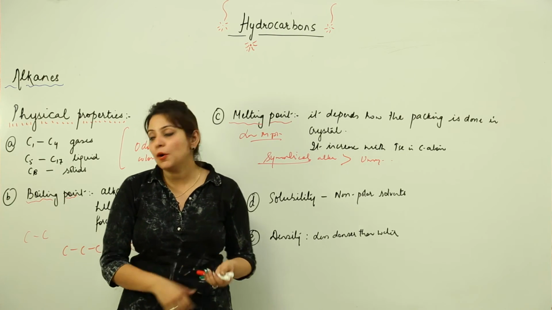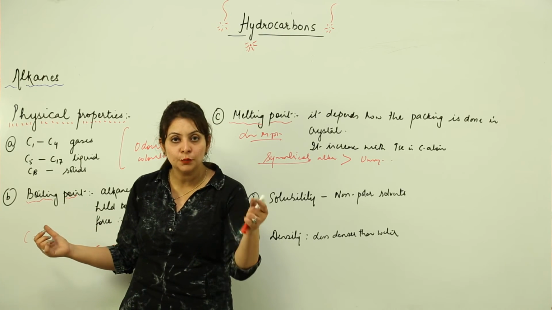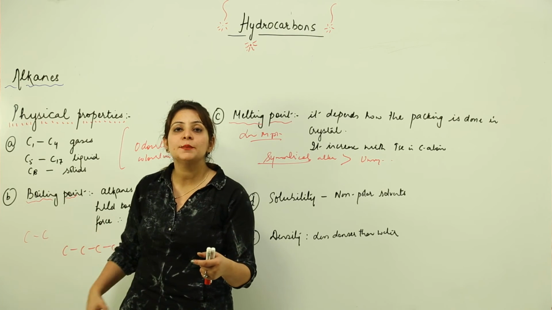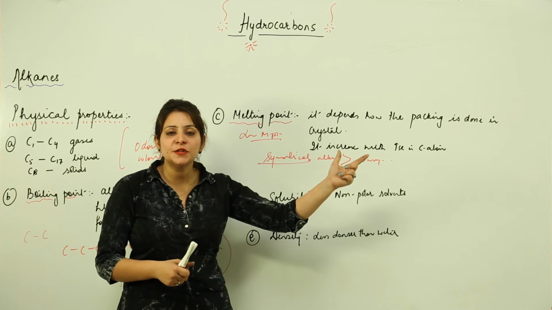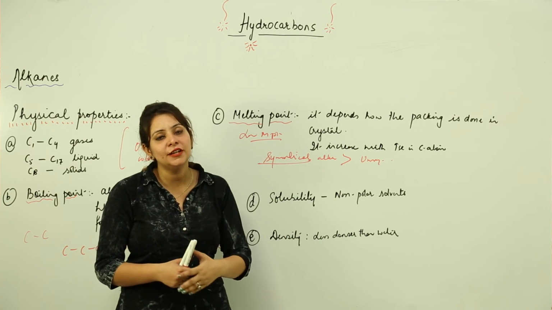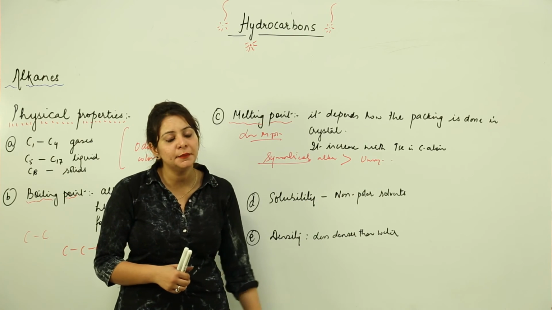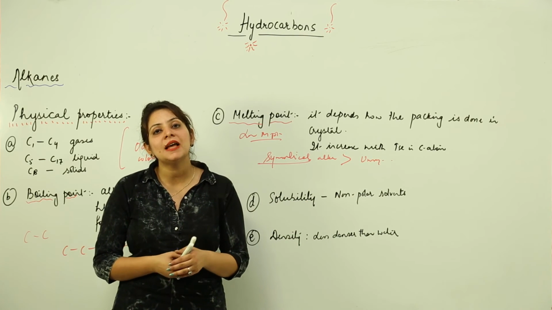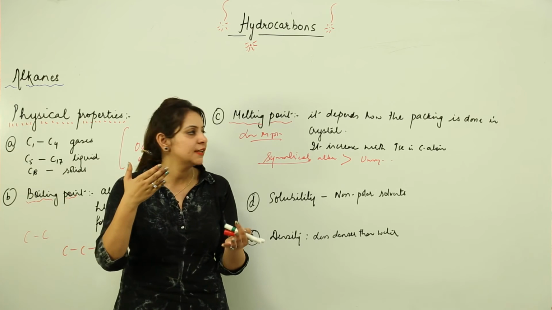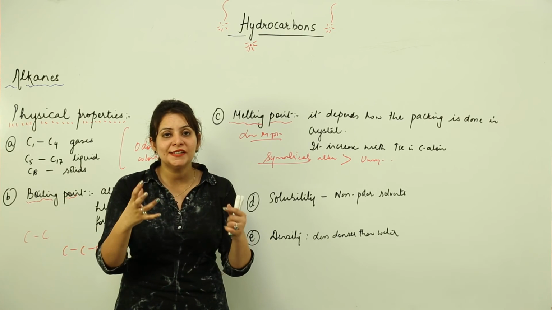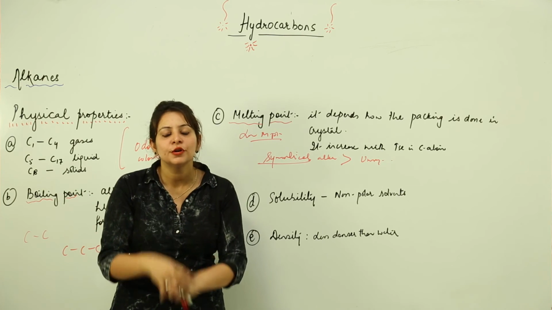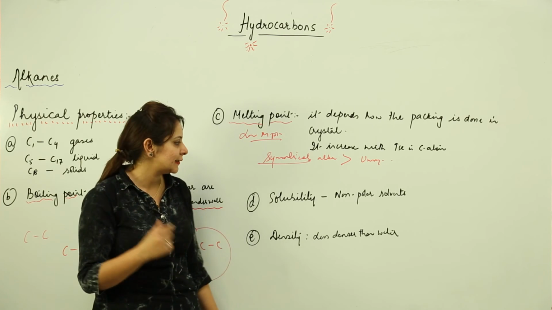So if we compare branched and straight chains for boiling point, the branched one is going to have less. But when we talk about symmetrical and unsymmetrical, that means alkanes with an even number of carbon atoms versus an odd number, the even one has the higher melting point, because they have structured spaces where the other carbon can fit into. So there can be a strong lattice.